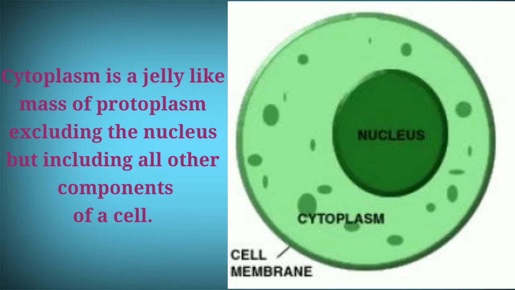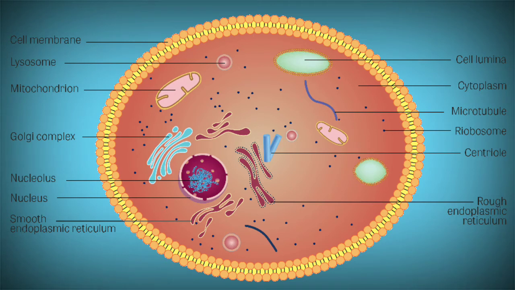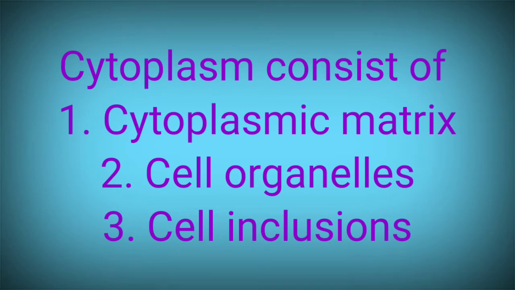Now let's see what this cytoplasm includes, or the chemical composition of cytoplasm. As I have said, cytoplasm is a semi-fluid and jelly-like material, and it consists of three parts: the cytoplasmic matrix, cell organelles and the cell inclusions.